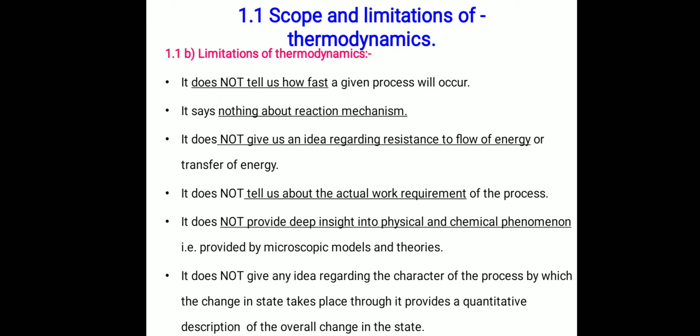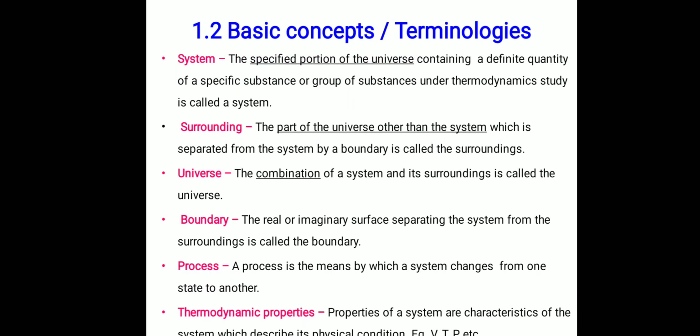It does not tell us about the actual work requirement of the process. It tells us only the minimum work requirement of the process. It does not provide deep insight into physical and chemical phenomena, that is, it does not go into the details of the chemical or physical phenomena at the micro level. It does not give any idea regarding the character of the process by which the change in state takes place, though it provides a quantitative description of the overall changes in the state. So this is regarding the scope and limitations of thermodynamics.